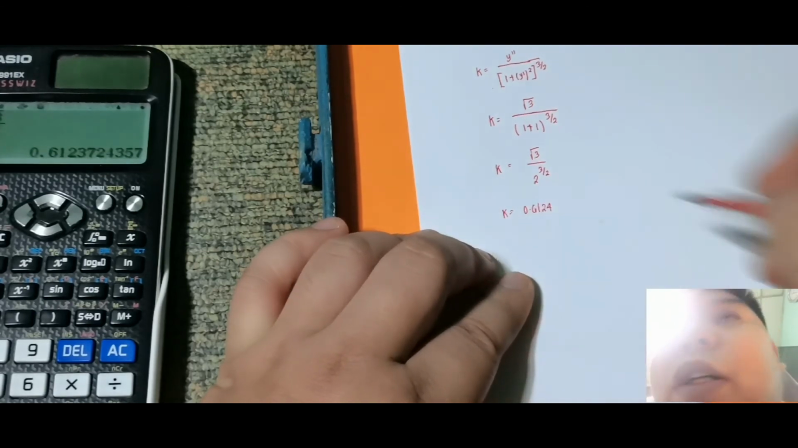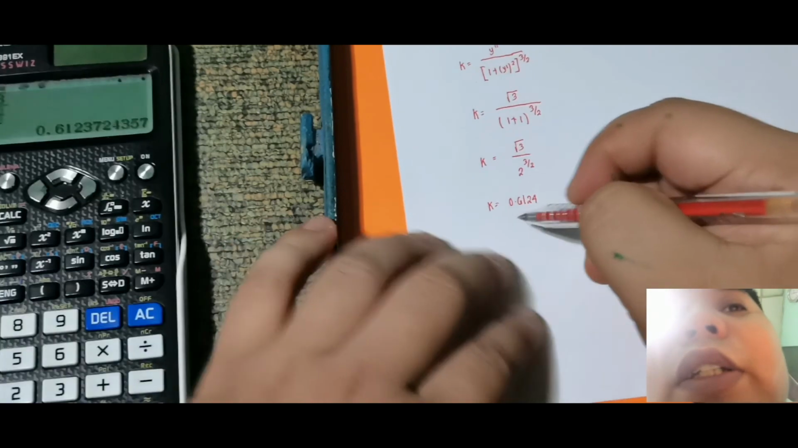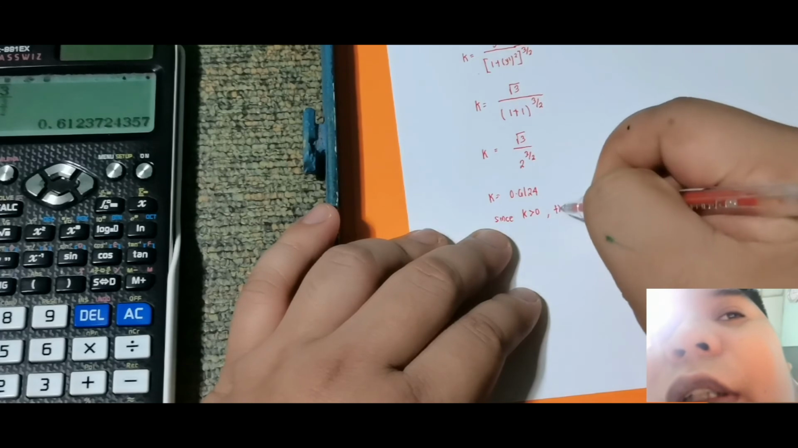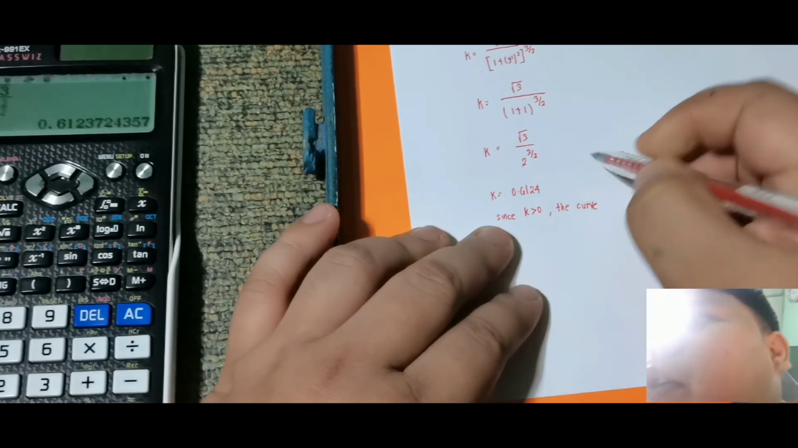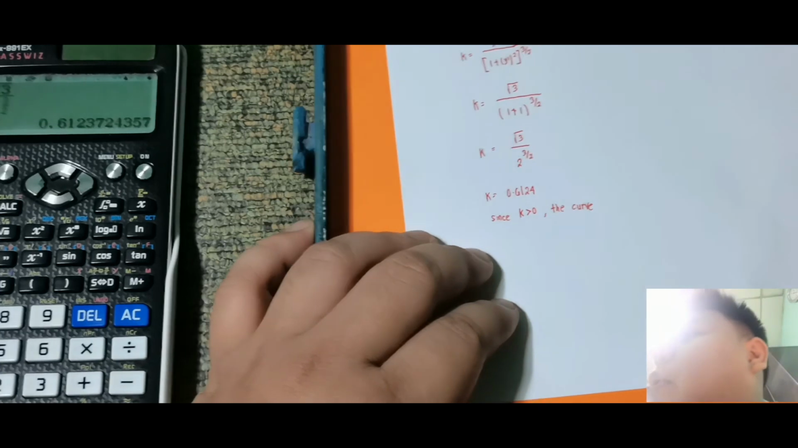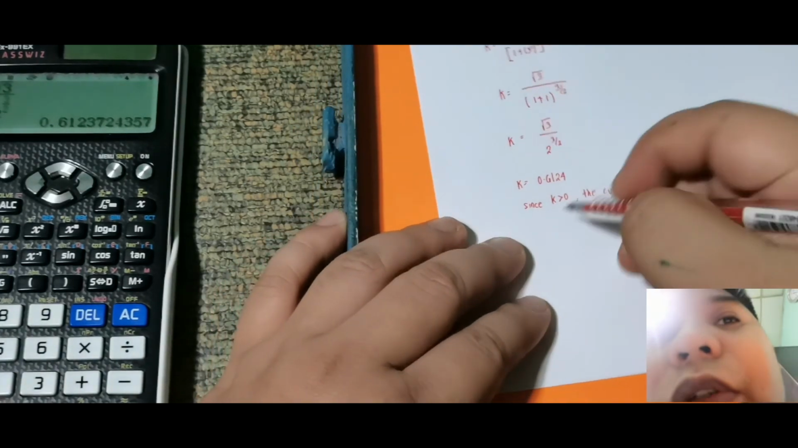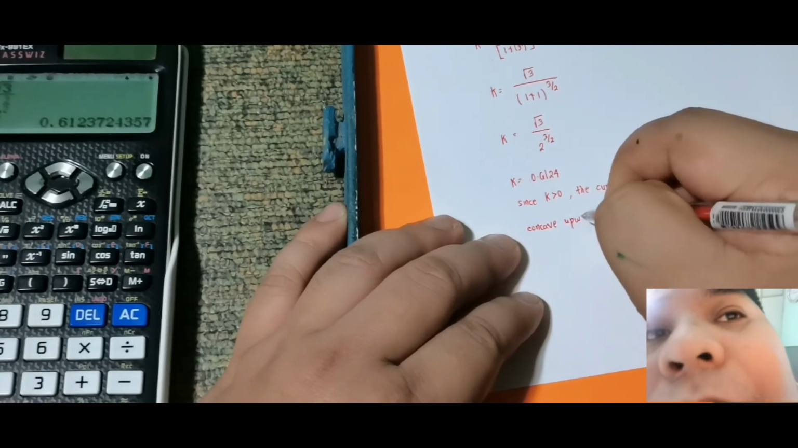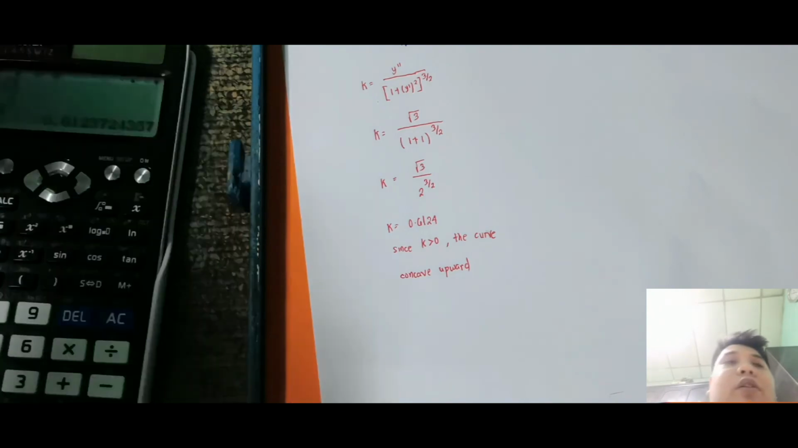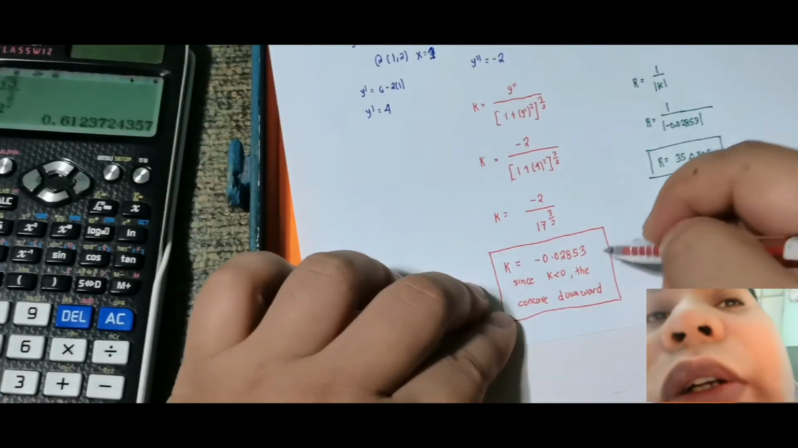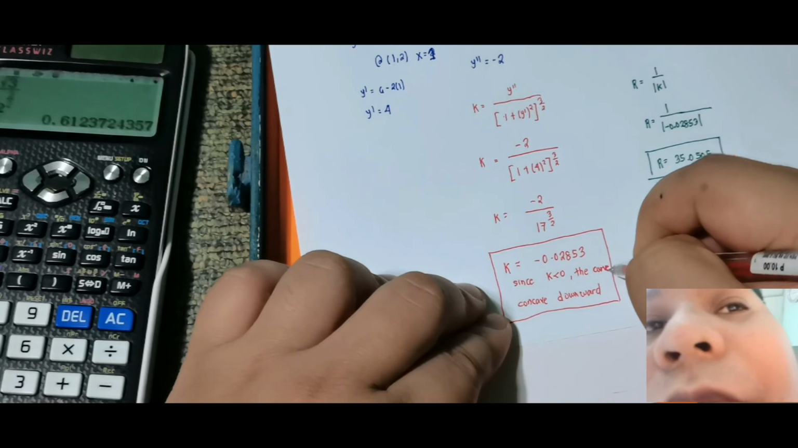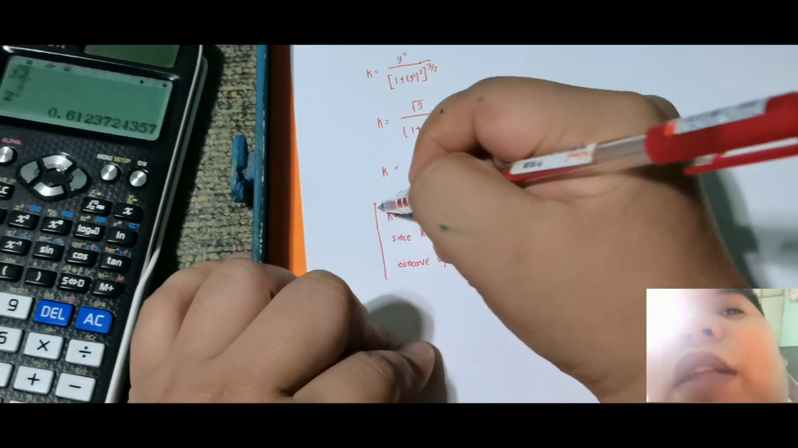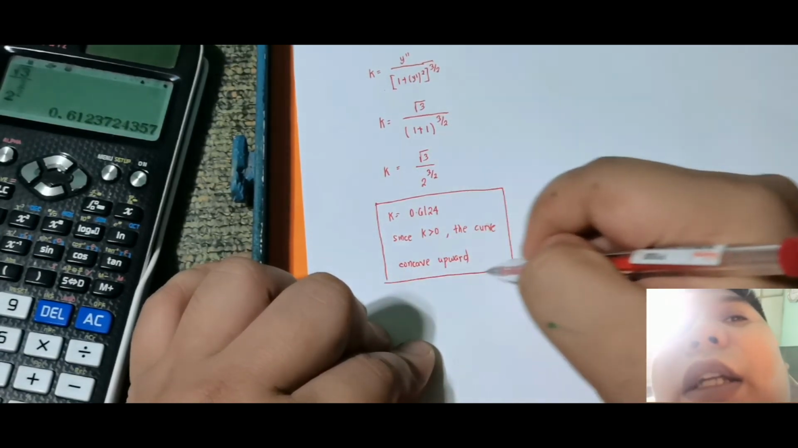Since k is greater than 0, the curve is concave upward. Parang may namali ako kanina. Ay tama, since k is greater than 0, the curve is concave upward, sorry. Then, pakibox.